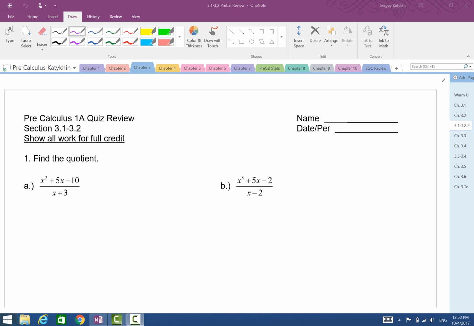Oh, hello class. Let's go ahead and go over the quiz review for the first section and the second section of chapter 3. So the first thing they're asking us to do is find the quotient. In other words, get the answer to the division problem.